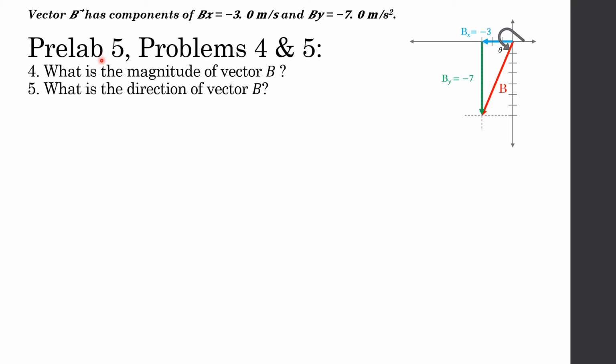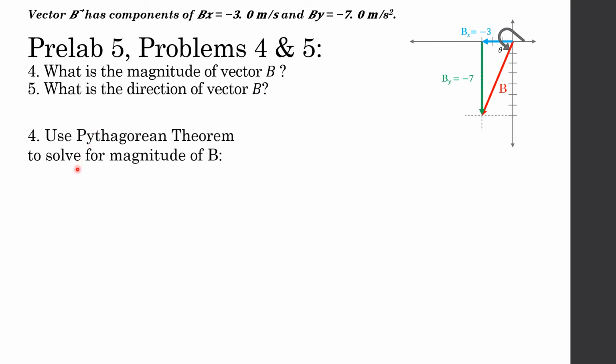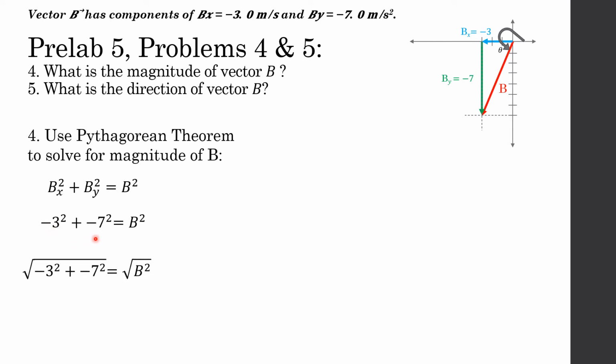So since number 4 is asking us for the magnitude of vector B, I'm going to start with that. So we're going to use Pythagorean's theorem to solve for the magnitude. So we know that these components are the adjacent and opposite sides. Okay, and we know that to find the magnitude, we're essentially finding the hypotenuse. So we plug in our values. We know that x is -3. We know that y is -7. We're going to square them, take the square root so that we can get the hypotenuse, and we get that the magnitude is equal to 7.62 meters per second. And that is our final answer.